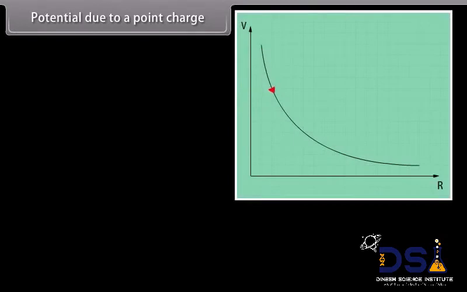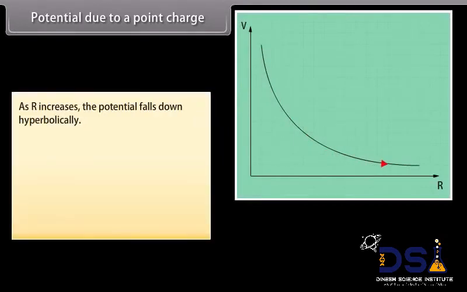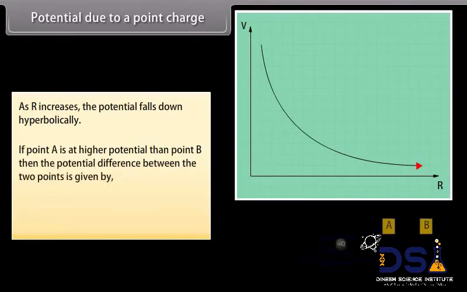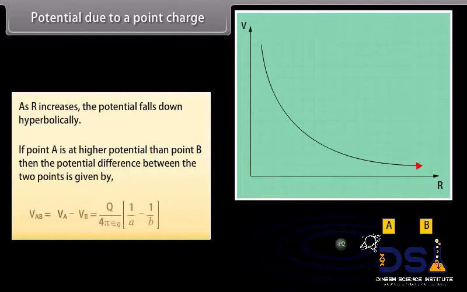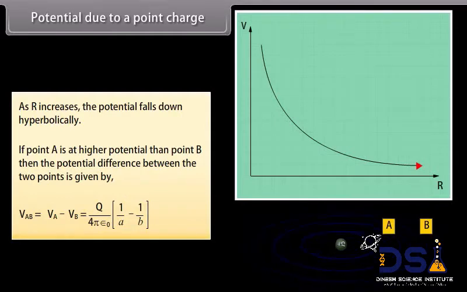We can show in the graph that as r increases, the potential falls down hyperbolically. If point A is at higher potential than point B, then the potential difference between the 2 points is given by V_AB equals V_A minus V_B. Put the values of V_A and V_B, we get V_AB is equal to Q by 4 pi epsilon naught multiplied by 1 upon a minus 1 upon b.